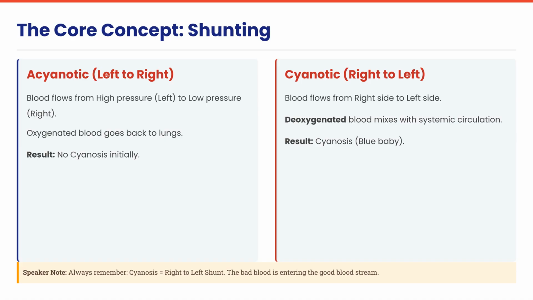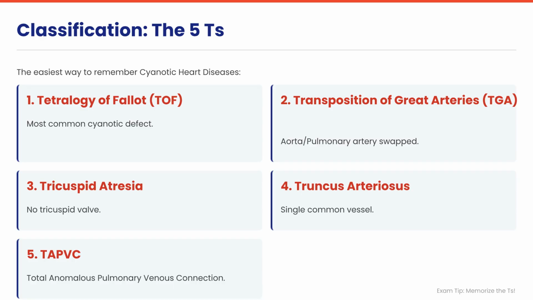Cyanosis indicates a right-to-left shunt, where deoxygenated blood mixes with systemic circulation, resulting in a blue baby. We classify cyanotic heart diseases using the "5 T's" mnemonic. These are tetralogy of Fallot, transposition of great arteries, tricuspid atresia, truncus arteriosus, and total anomalous pulmonary venous connection.